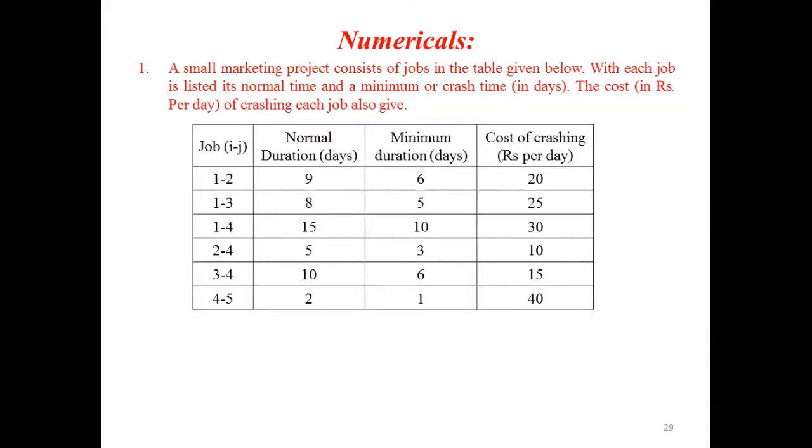The jobs are given as i-j, that is, starting node and ending node. There are a total of 6 activities or 6 jobs: 1 to 2, 1 to 3, 1 to 4, 2 to 4, 3 to 4 and 4 to 5. For each job or activity, the normal duration in days, the minimum duration, and the cost of crashing in rupees per day are given. That means the last column, the cost of crashing, is given in rupees per day.